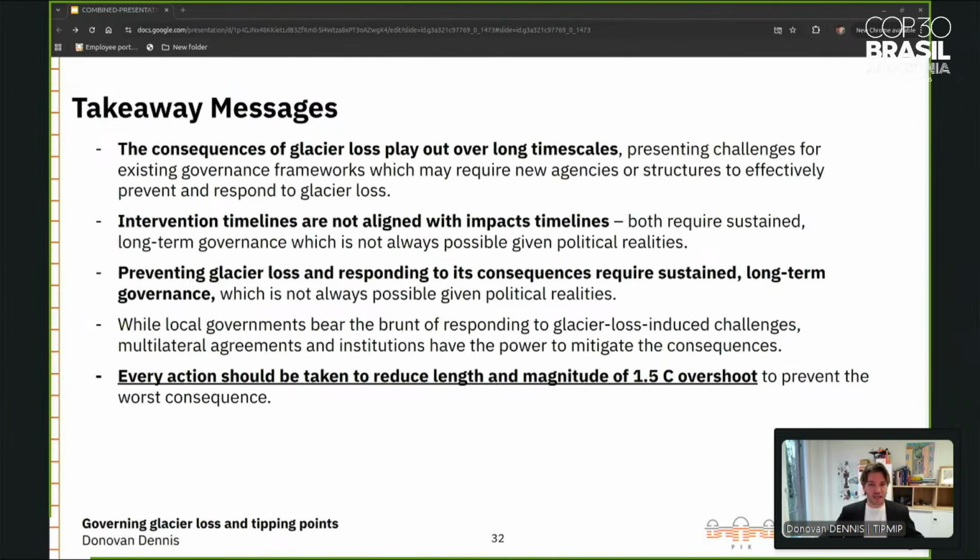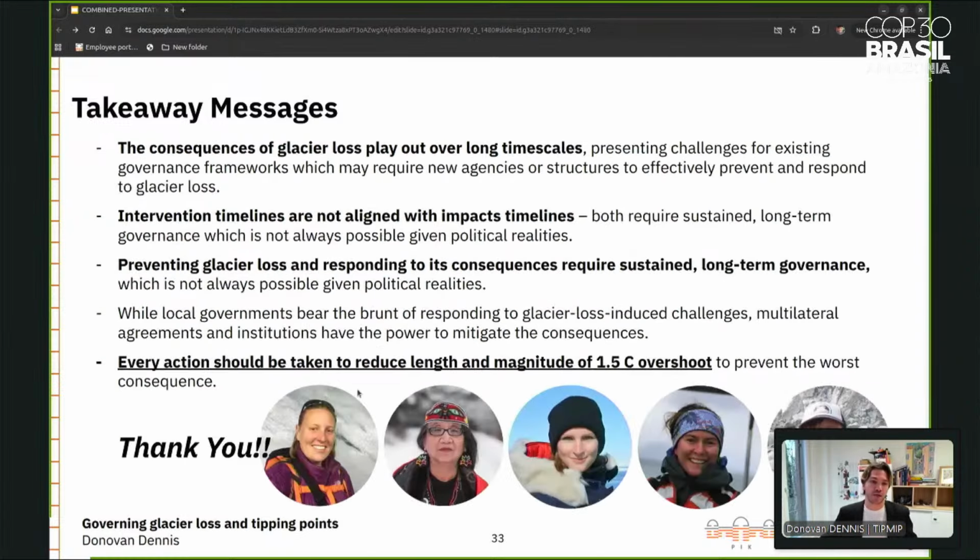So I would then move to my last slide, the takeaway messages. And if I can leave everyone with one thing today, it's that the consequences of glacier loss play out over long timescales. I know Ricardo will talk about this. Intervention timelines are not aligned with impact timelines, and preventing glacier loss requires sustained long-term governance. And every 0.1 degrees C spent above 1.5 can reduce the length and magnitude of these consequences. So every action should be taken to reduce that overshoot.